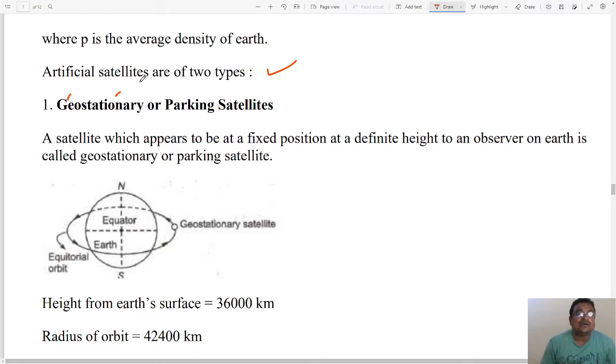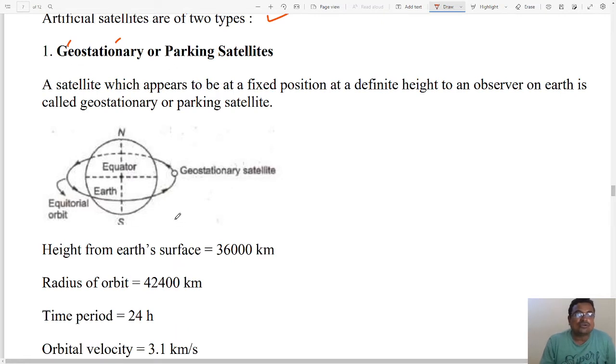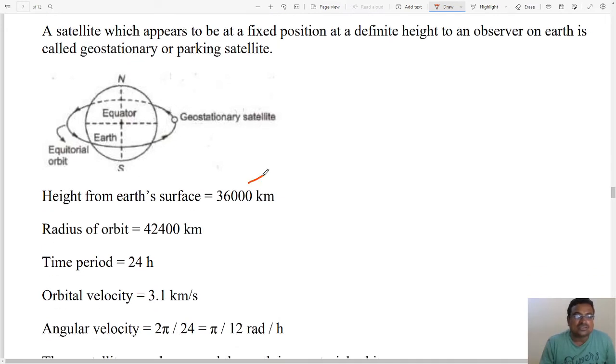So it has a period of revolution equal to the period of rotation of the earth, 24 hours. If somebody sees that satellite, it looks to be in a rest position because the period of rotation of the earth and the revolution are equal. The period of rotation of the earth is equal to the revolution of the satellite. It appears to be at rest, and is called a parking satellite or geostationary satellite. A satellite which appears to be at a fixed position at a height as observed from the earth is called a geostationary satellite, moving in the equatorial plane, and the satellite that moves over the poles is called a polar satellite. The height from the Earth's surface is 36,000 kilometers.